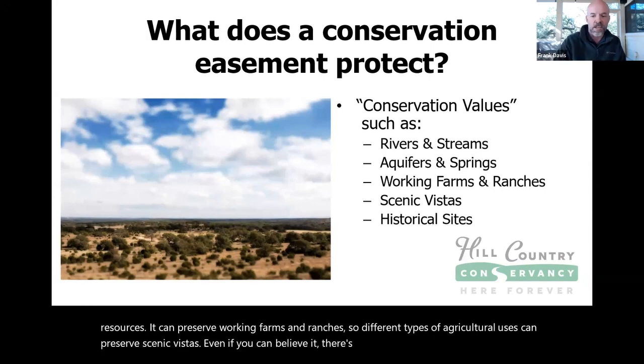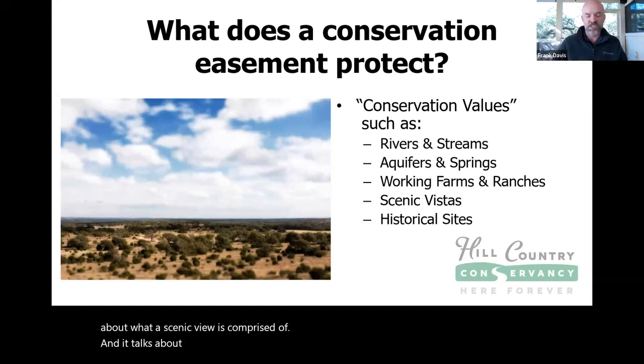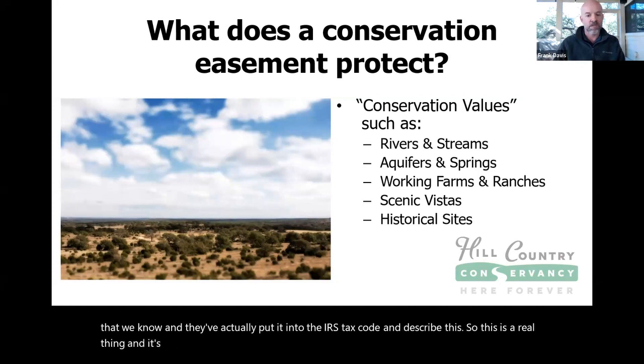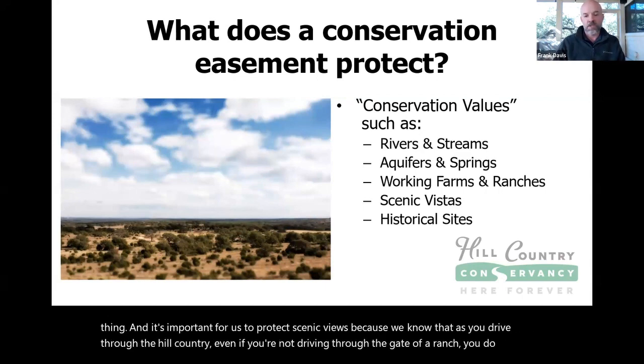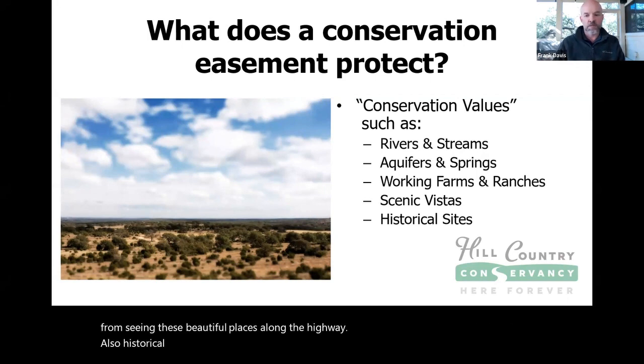There's codified language in the IRS tax code about what a scenic view is comprised of. And it talks about harmonious textures and slopes and hills and waterways and all the things that we know. And they've actually put it into the IRS tax code and describe this. So this is a real thing, and it's important for us to protect scenic views, because we know that as you drive through the hill country, even if you're not driving through the gate of a ranch, you do benefit from seeing these beautiful places along the highway. Also, historical sites are an example of a conservation value, and they're quite common throughout the hill country as well.